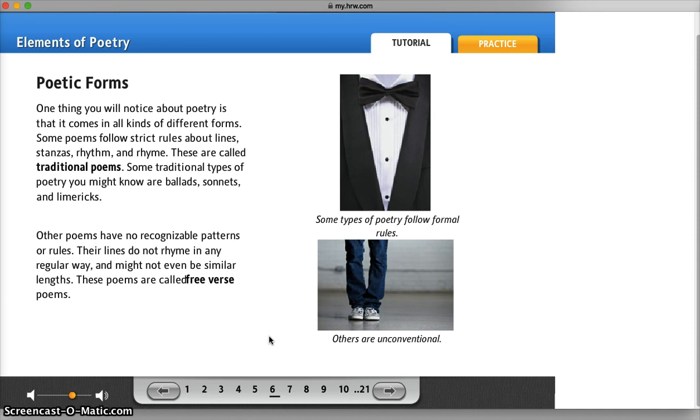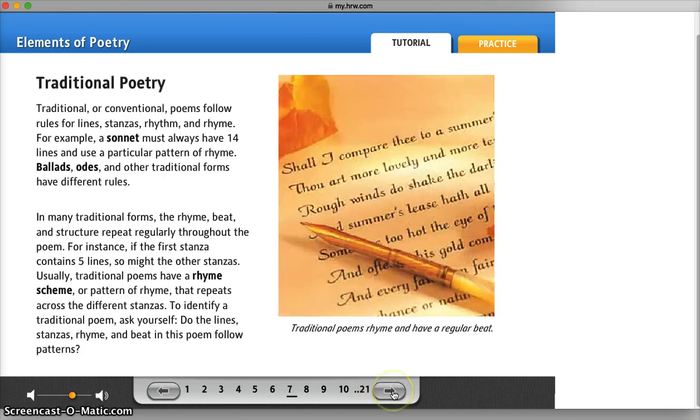I feel like traditional poems are the kinds that you studied most often in elementary school. Traditional or conventional poems follow rules for lines, so we're going to skip this because we're not working on it.